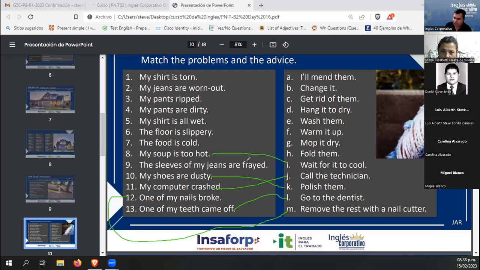Okay. Number six. Mop it dry. Sería letter G. Wait for the floor to dry. Yo sé que no es el piso que tiene goteras. El techo no tiene goteras. El techo es. No. El piso. The floor is slippery. Entonces sería mop it dry para mí. El piso está listo. Ajá, sécalo con el trapeador, dice la G.